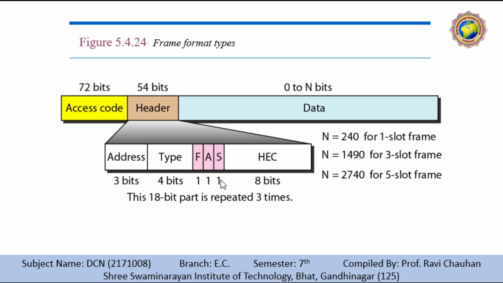S. This 1-bit subfield holds the sequence number. Bluetooth uses the stop and wait ARQ. 1 bit is sufficient for sequence numbering.